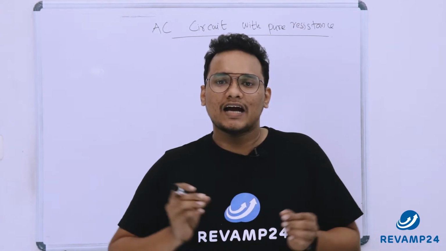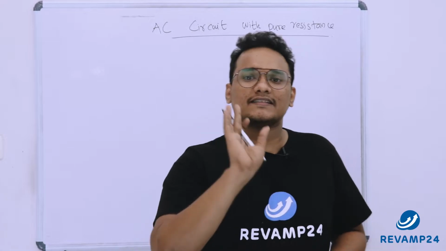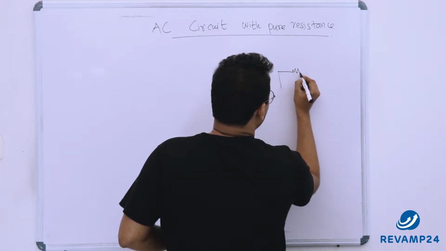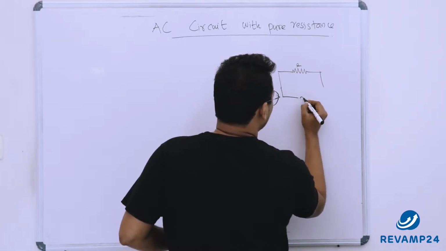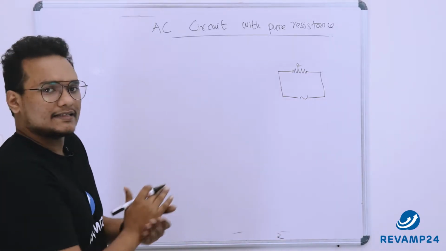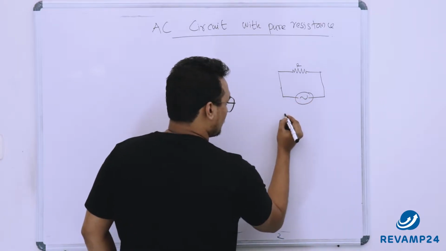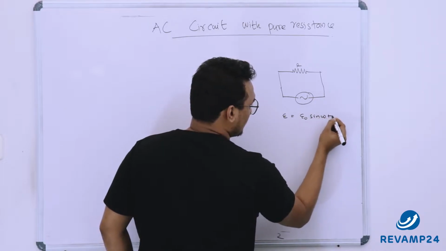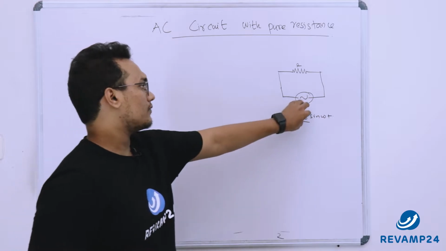In this video, I will explain AC applied across a pure resistive circuit. So we have a resistance load here, and this is applied with an AC input. Now how can we represent an AC input? It's an AC EMF, right? So EMF is equal to E0 sin omega t, where E0 is the maximum value of EMF.